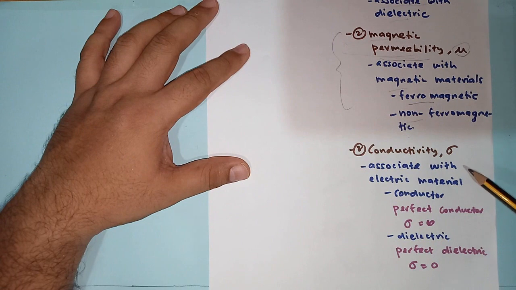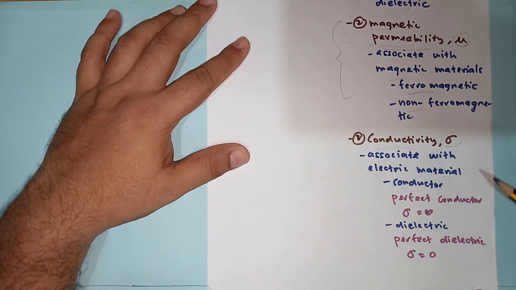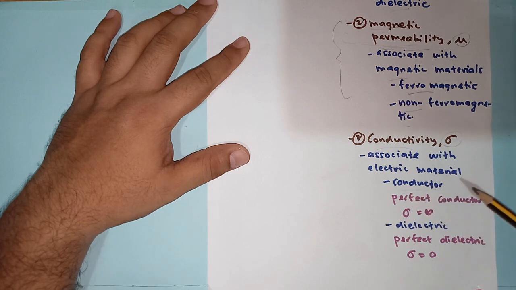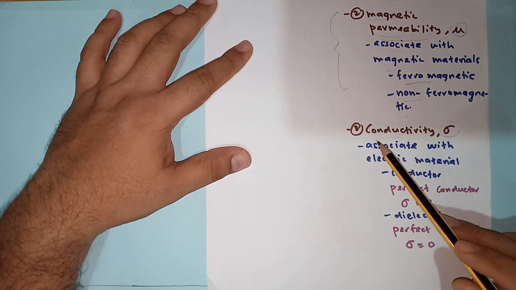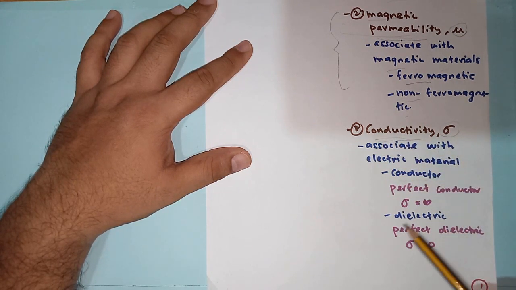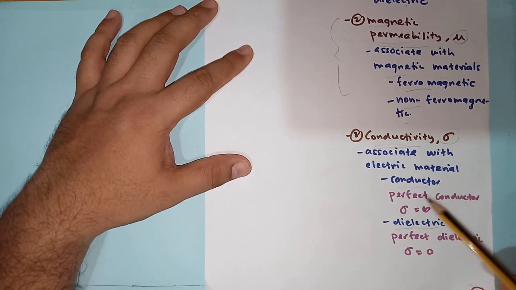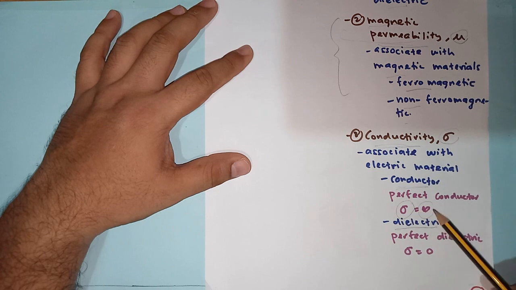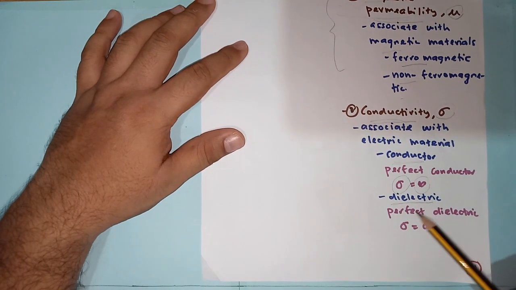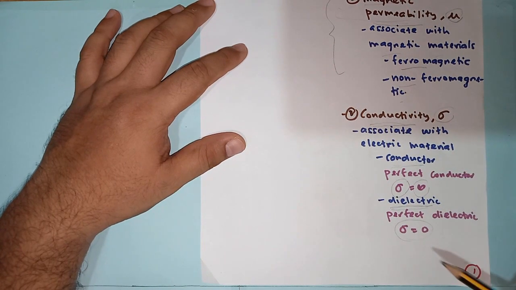The third parameter we call conductivity, or sigma. This parameter is associated with electric material, whether we classify it as a conductor or metal, or by referring to this parameter value we can also classify it as dielectric type or insulator type. For a perfect conductor, the value of sigma is equal to infinity. And for a perfect dielectric or insulator, the value of sigma is equal to 0.